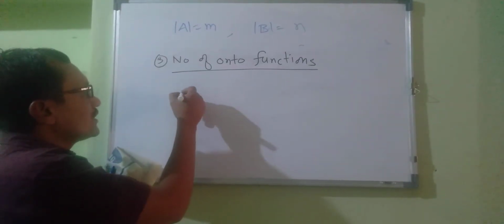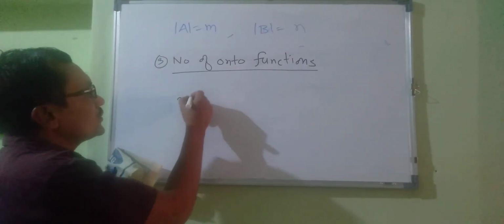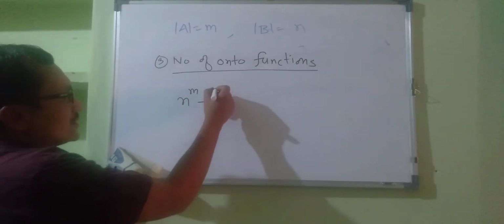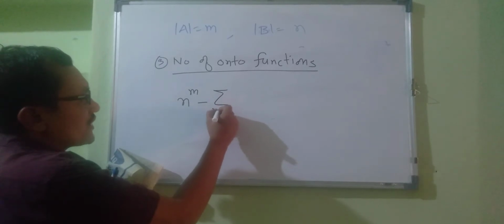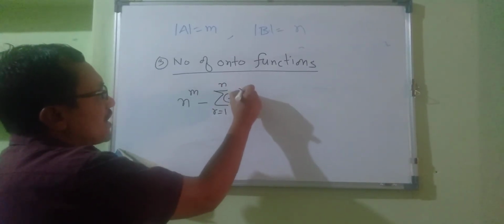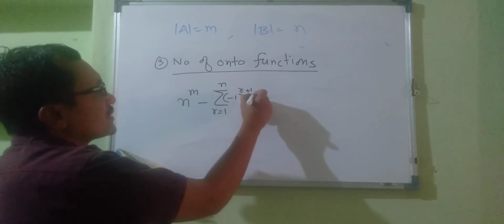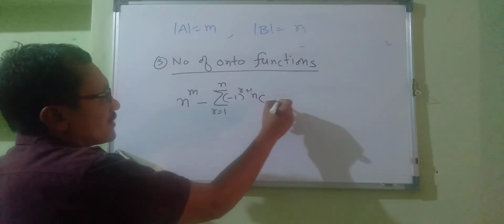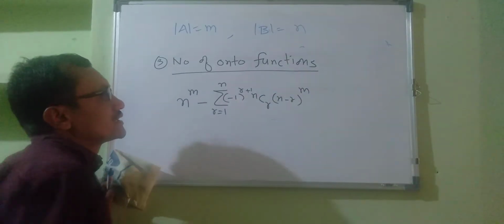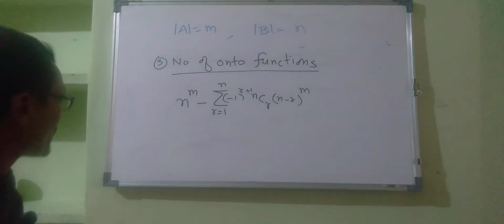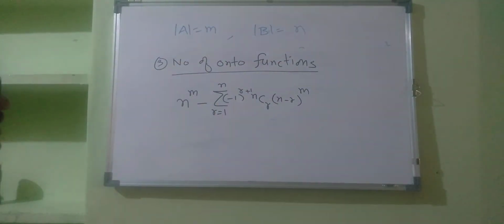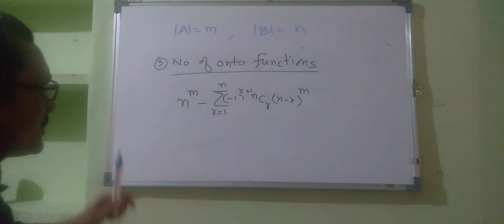What is the formula? It is n raised to m minus the summation, r varies from 1 to n minus 1, of (minus 1) raised to r plus 1, then nCr and (n minus r) raised to power m. So this is the formula for the number of onto functions from A to B. By using one example we will find the number of onto functions.